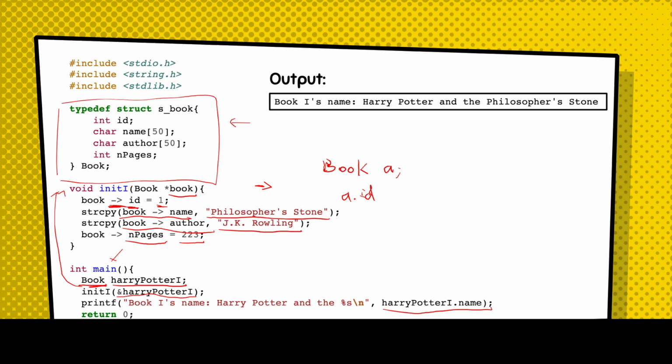The output is pretty straightforward, which is book one's name, Harry Potter, and the Philosopher's Stone. And this is because the value of Harry Potter 1 name will be assigned in function init. So when function init was called in main function, Harry Potter 1's field will be initialized. And for book name, the specific field, it will be assigned with the value of Philosopher's Stone.